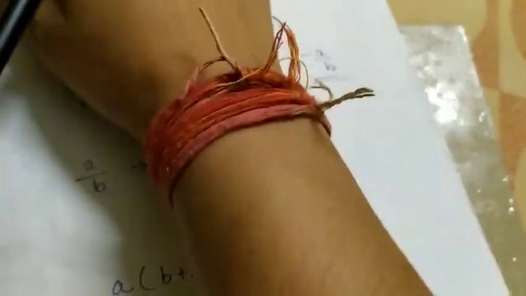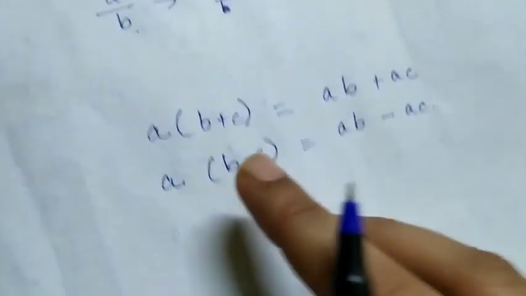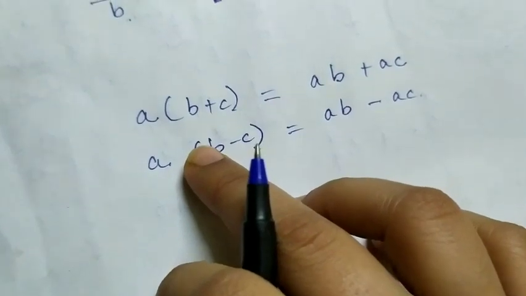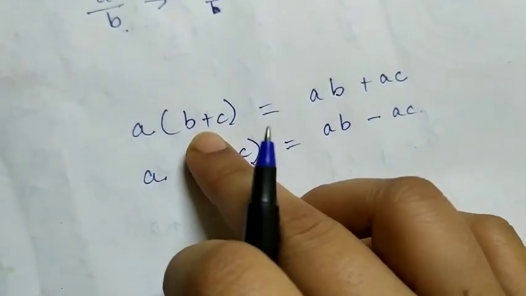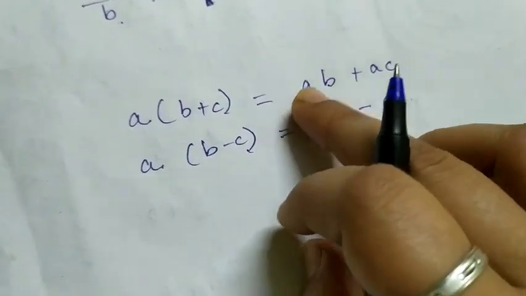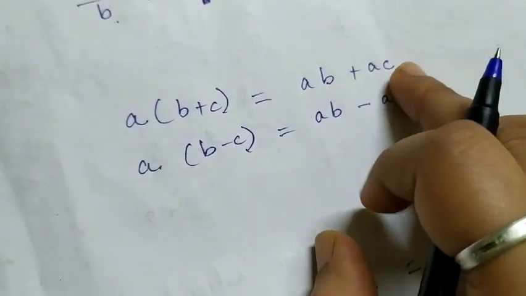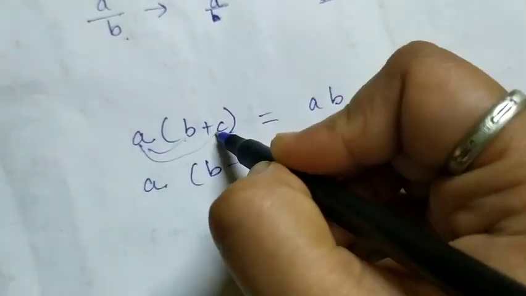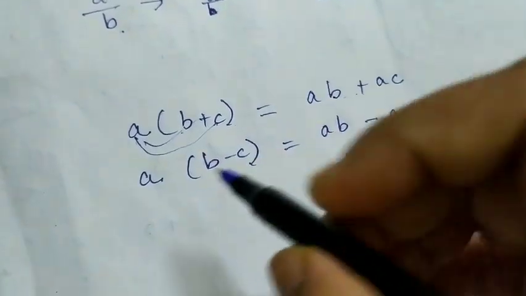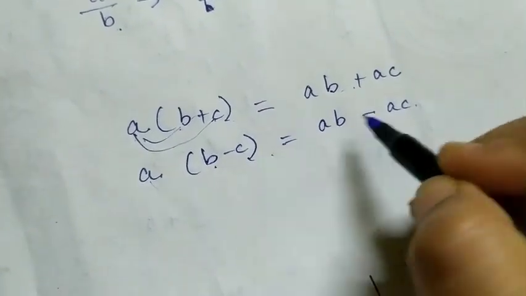Then you would have studied the distributive property of rational numbers, that is, if a into (b plus c) is given, then it can be written as ab plus ac. That is the distributive property. This will be multiplied to this and this will be multiplied to this, and the bracket will open with the sign. The same thing applies with the negative sign.